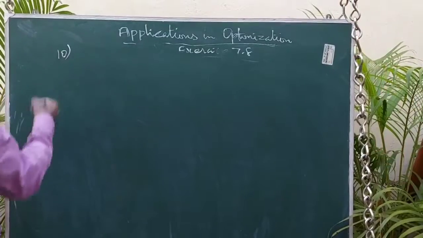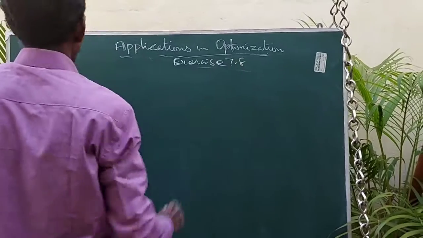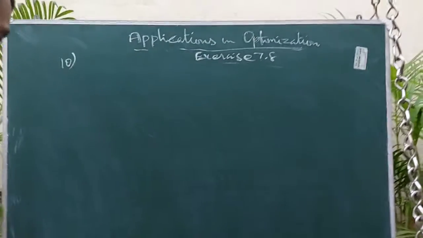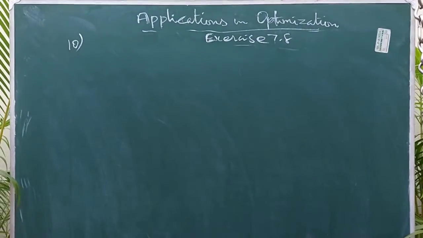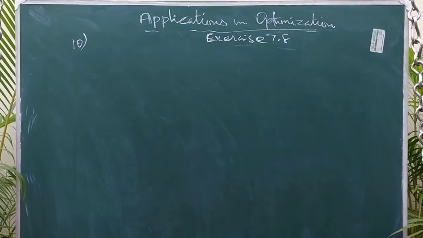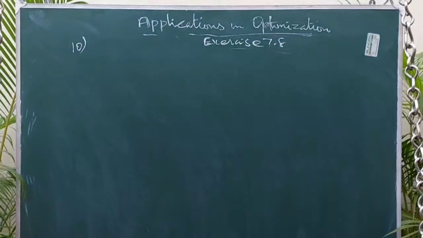Question number 10 in the exercise 7.8. Okay, so the question is: a manufacturer wants to design an open box having a square base and a surface area of 108 centimeters square. Determine the dimensions of the box for the maximum volume.